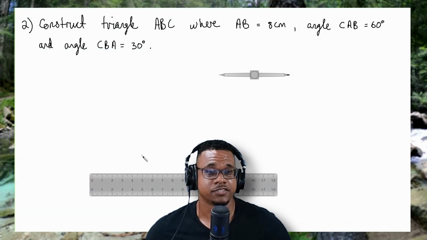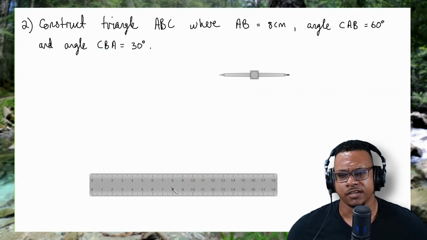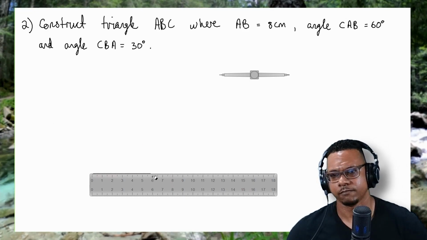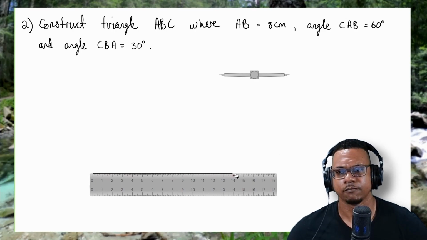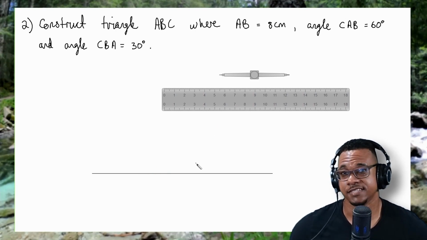So first I'll start by constructing a line segment AB 8 centimeters. So I'm going to take my ruler and draw a light line that's more than 8 centimeters long. So next we're going to open the compass out to 8 centimeters and construct a line segment AB 8 centimeters long.